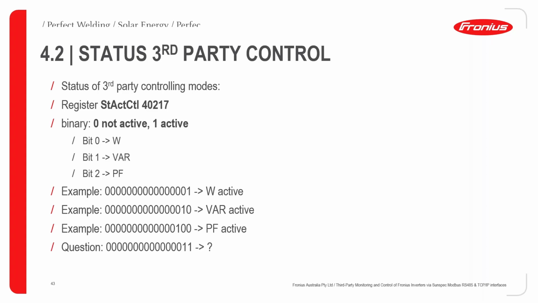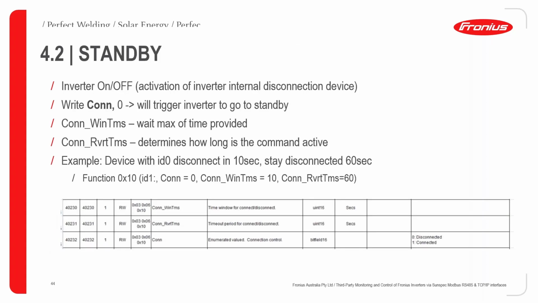Status of third-party control. I have shared this previously, just to highlight its importance. This is the exact copy of it. Basically, depends on which bit you read. If you get all zeros, that means there's no active control. If you get 1, 1, so right to left, then it will represent a state, as listed previously, and so we go.